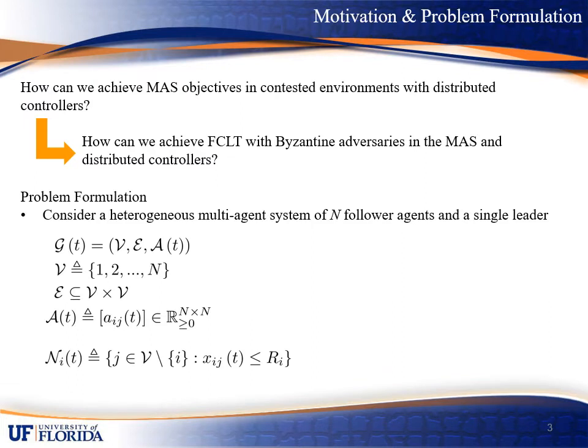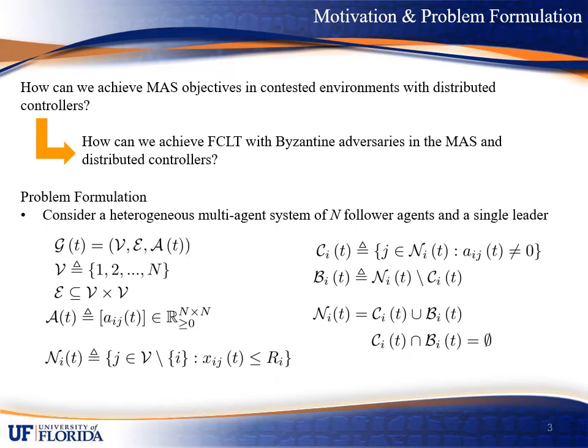The neighbor set of agent i is defined as the set of all agents j different from i, such that the distance between agents i and j is less than or equal to some communication radius denoted by R_i. The neighbor set of agent i can be partitioned through the use of two subsets, namely the cooperative neighbor set and the Byzantine neighbor set of agent i, which are denoted by C_i and B_i respectively. Note that the cooperative neighbor set of agent i is the set of all agents j in the neighbor set of i, such that the edge weight a_ij at time t is non-zero.